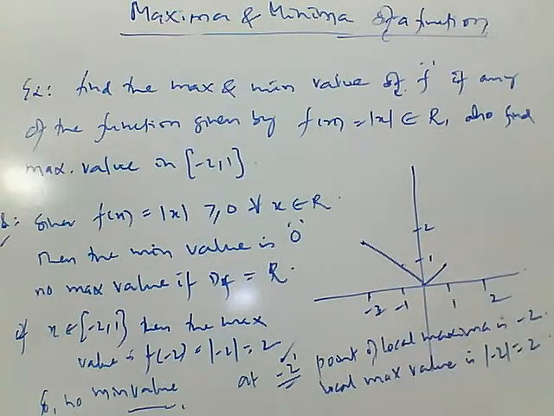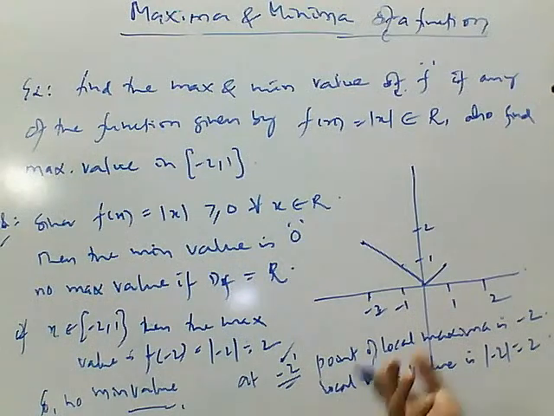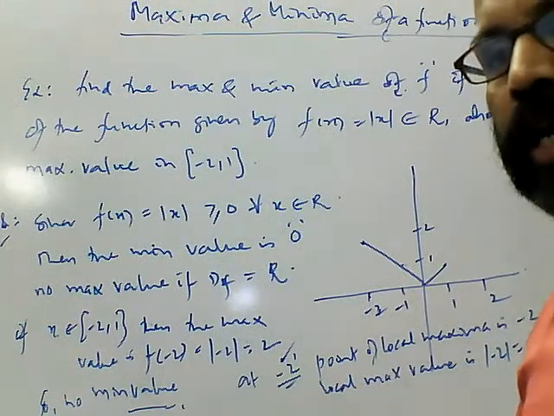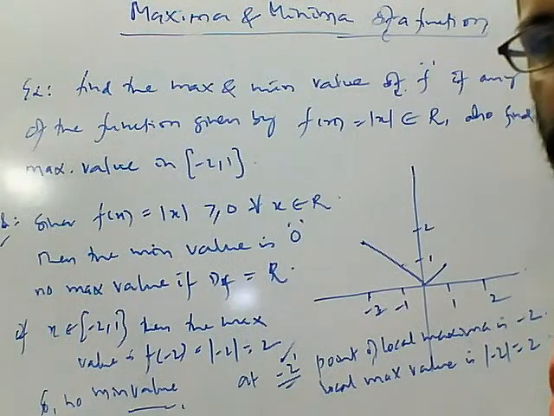Now we have seen the theory, we understood what is maxima and minima. Generally maxima and minima are called local maxima and local minima. At the same time, the point of local maxima or point of local minima, as well as the local maximum value and local minimum value, exist. That also we have seen.